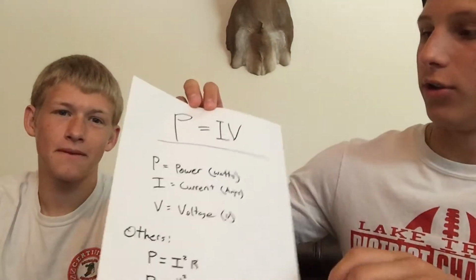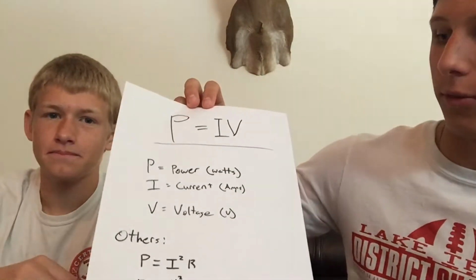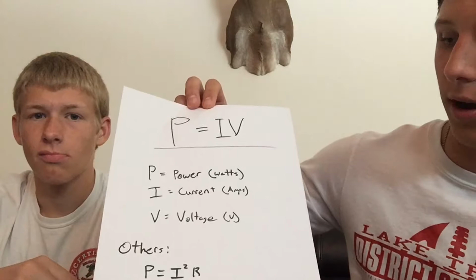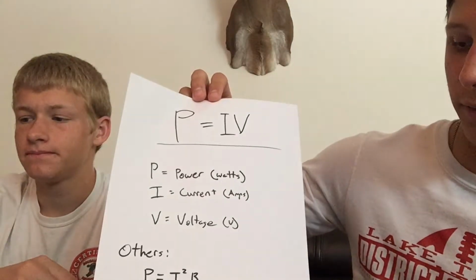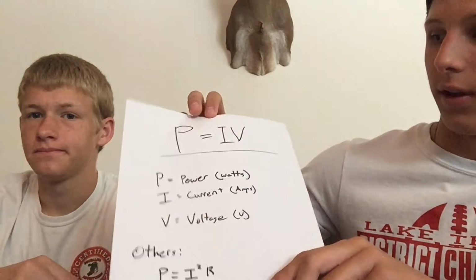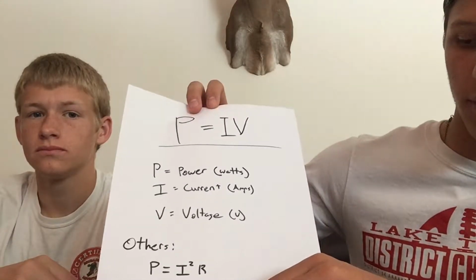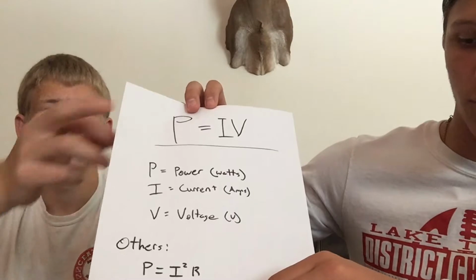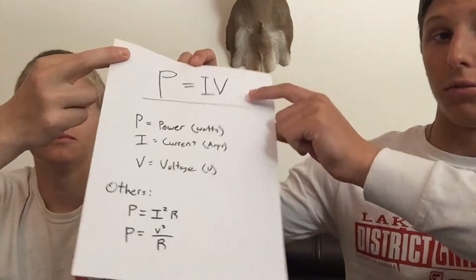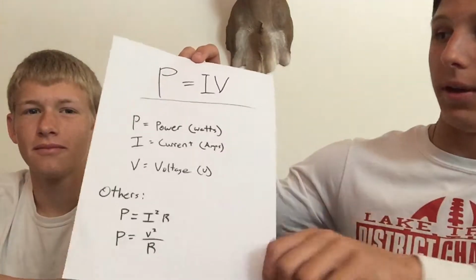Oh, good. So now you also have your power equation. P equals IV. P is your power, measured in watts. I is once again your current in amps, and V is your voltage. And it can be calculated with 3 different formulas: P equals I squared times R, or P equals V squared divided by R. And P equals IV is your main one.